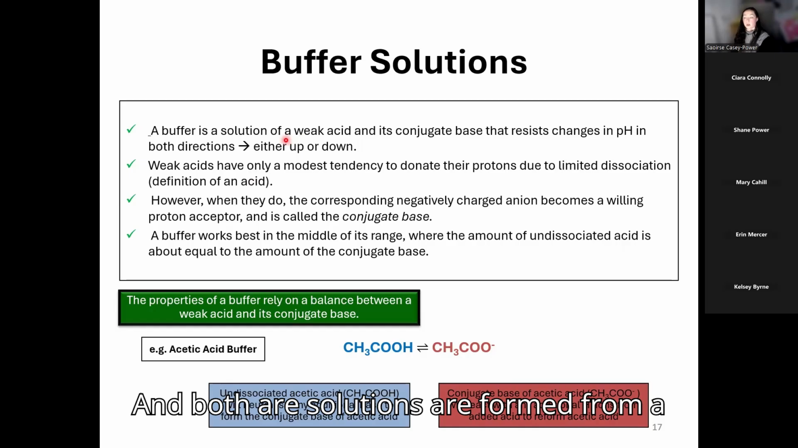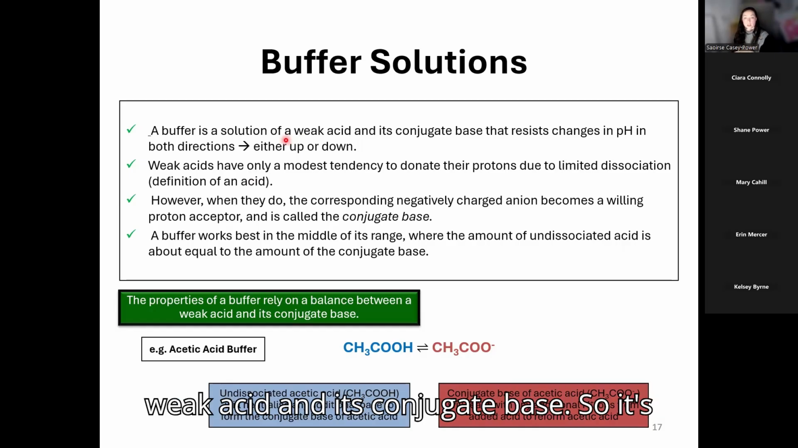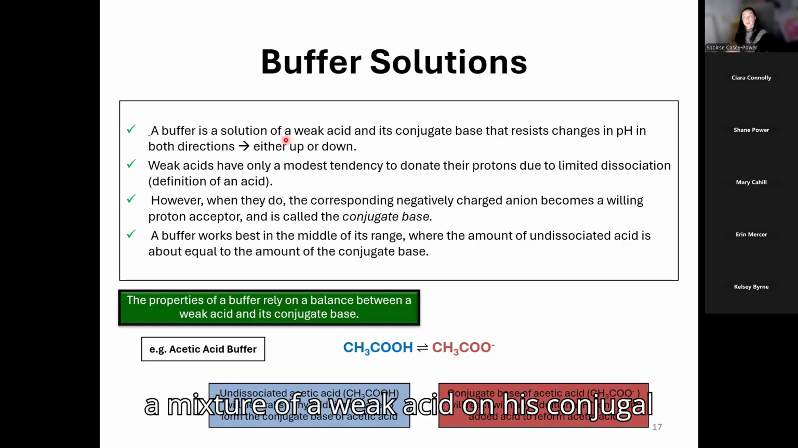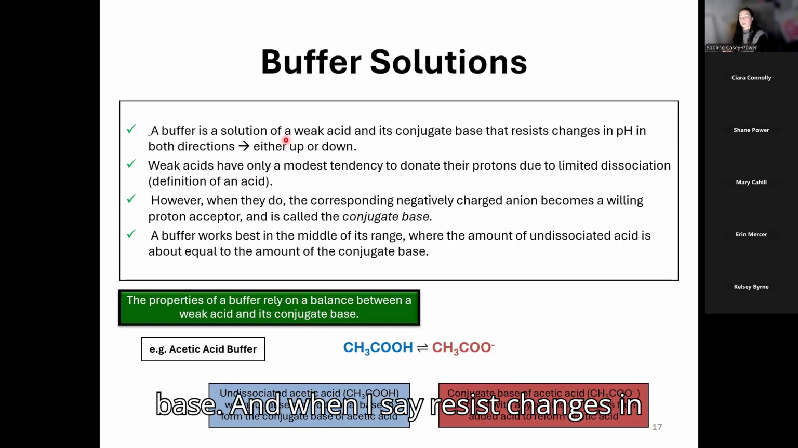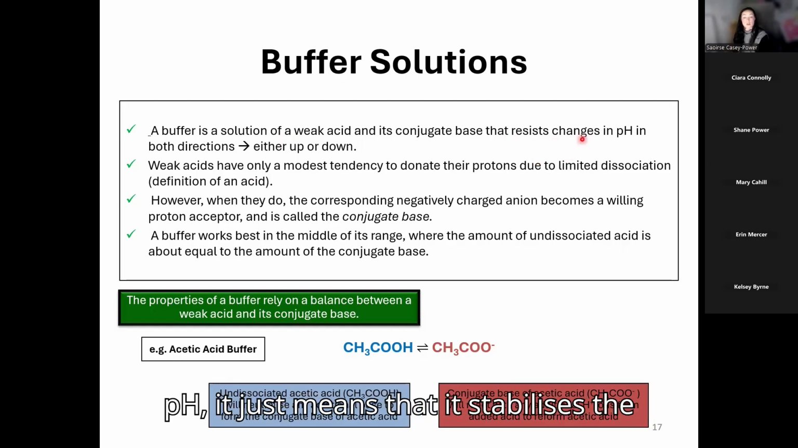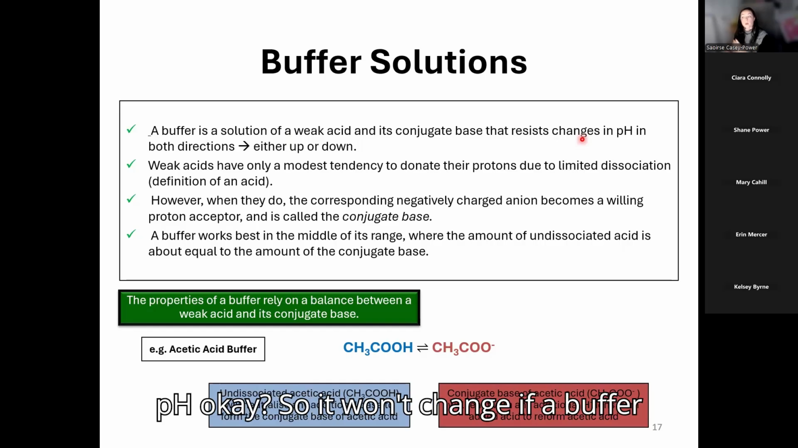And buffer solutions are formed from a weak acid and its conjugate base. So it's a mixture of a weak acid and its conjugate base. And when I say they resist changes in pH, it just means that it stabilizes the pH. So it won't change if a buffer solution is included.